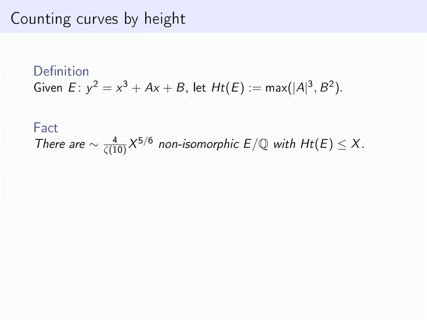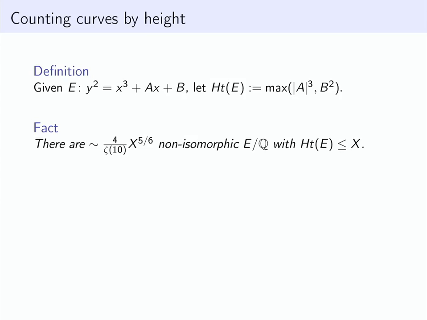Okay. And this zeta 10 is coming about from this non-isomorphic condition. There's some scaling you can do on your coefficients here. You can scale a by a factor of p to the 4th, b by a factor of p to the 6th, and get the same elliptic curve. So you should basically think of this 1 over zeta 10 as being analogous to the 1 over zeta 2 you see when counting pairs of relatively prime integers. This is actually very easy to prove once you have the right notions in mind.